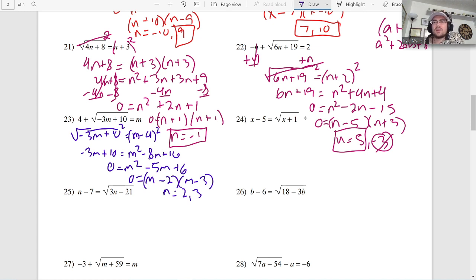Let's see. Well, actually, maybe not. I don't know if either of them will, actually, now that I think about it. 2 times negative 3 is negative 6, plus 10 is 4, square root of 4 is 2, 2 plus 4 is 6. That doesn't work. Nope. And then 3 isn't going to work either.